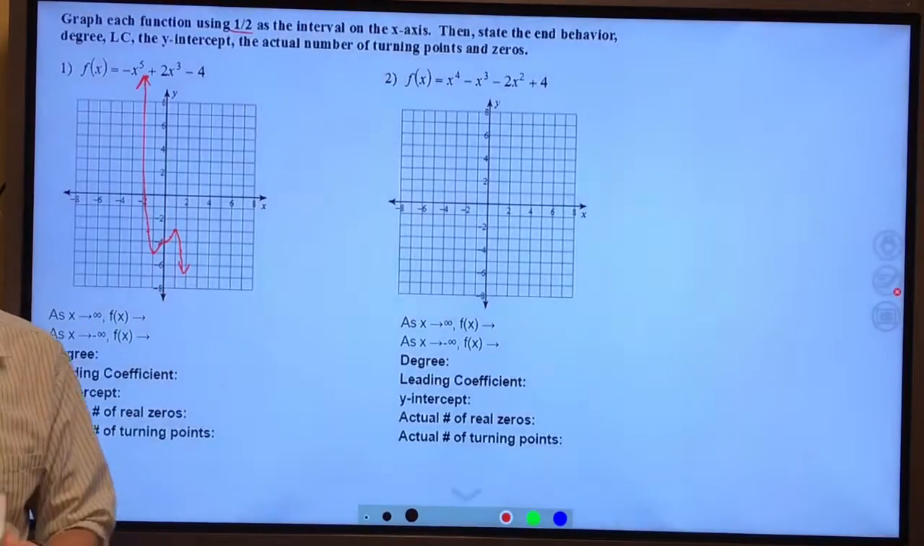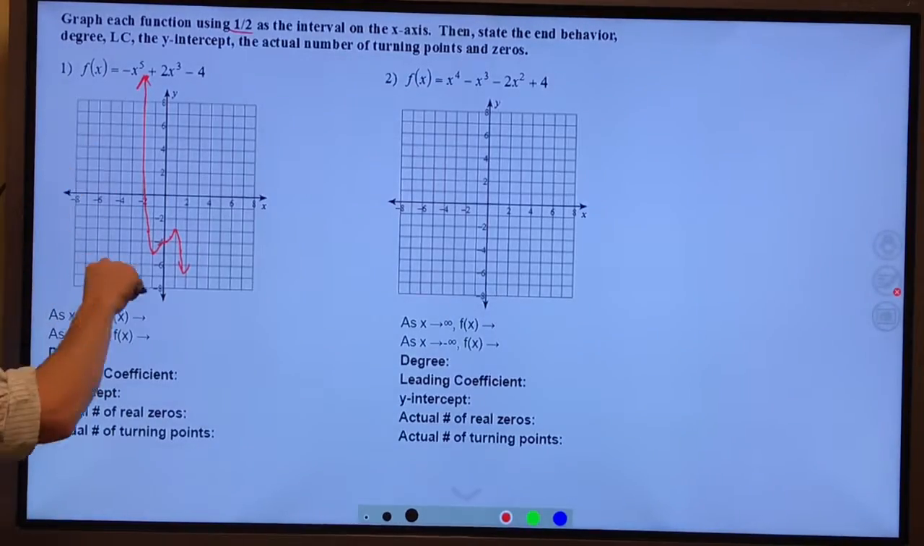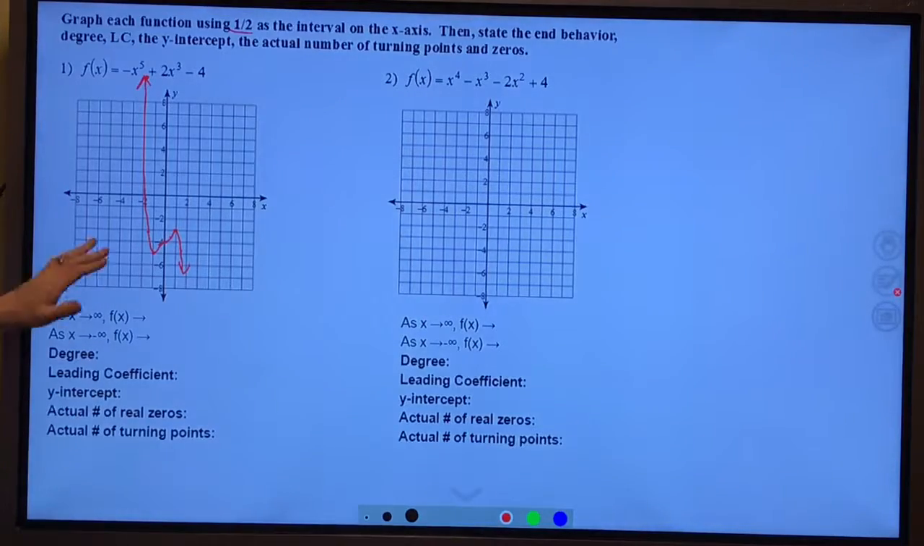When you connect the points, you want to make sure you're doing it with probably as smooth lines as you can. You can look at the actual graph on your calculator to help you think, all right, how do I need to connect these so that it looks correct? And so here's the first one we got.